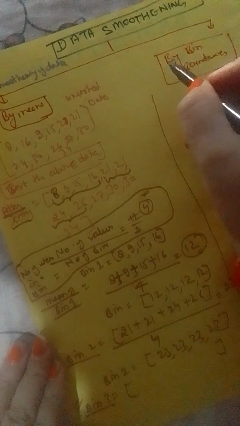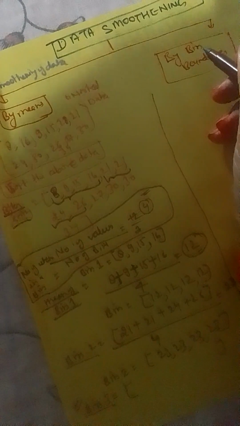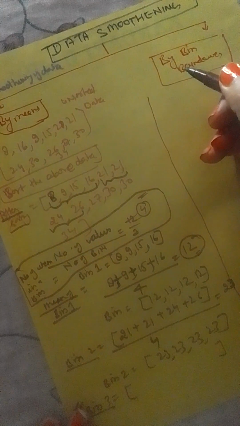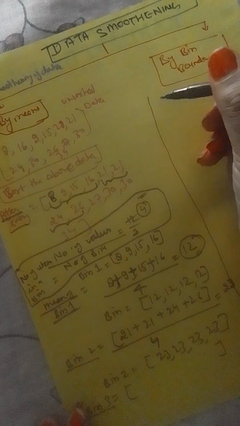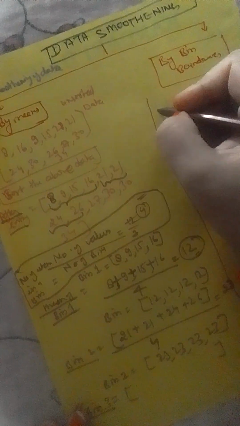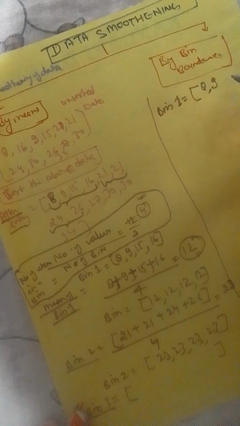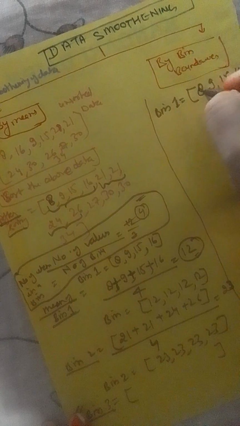Now we'll come to bin boundaries. Fine. So how will we calculate bin boundaries? Before that, we have sorted this data: 8, 9, 15, 16, 21. Suppose bin 1 contains 8, 9, 15 and 16. These values bin 1 contains.